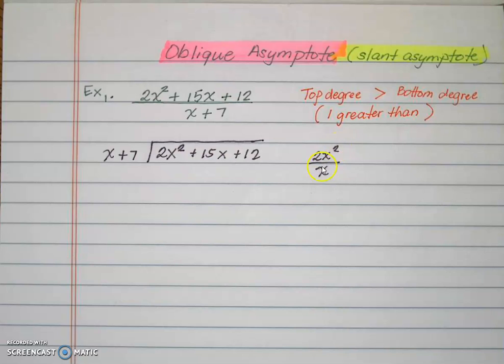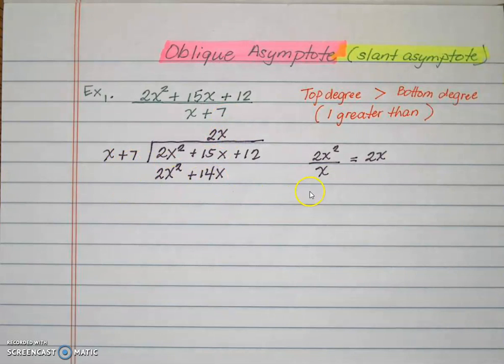So 2x squared divided by x is 2x. Whatever answer you get there, you're going to put it here. Notice that, just for organization purposes, I have placed it on top of the 15x because this is also x. On your way down, you're going to multiply this by both of the terms. So 2x times x and then 2x times 7. 2x times x is 2x squared, and then 2x times 7 is 14x.